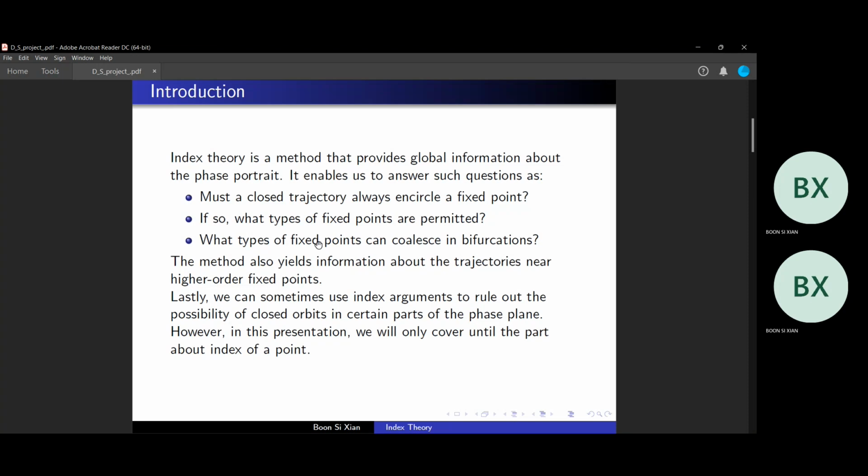The method also yields information about trajectories near the higher order fixed points. And lastly, we can sometimes use index arguments to rule out the possibility of closed orbits in certain parts of the phase plane. However, in this presentation, we will only cover up to the part about the index of a point.